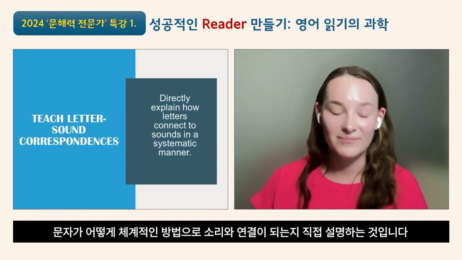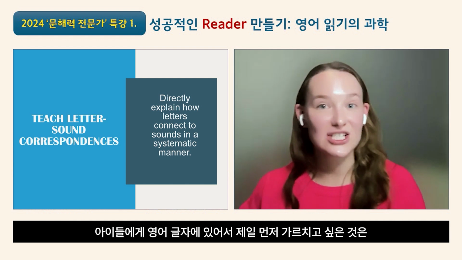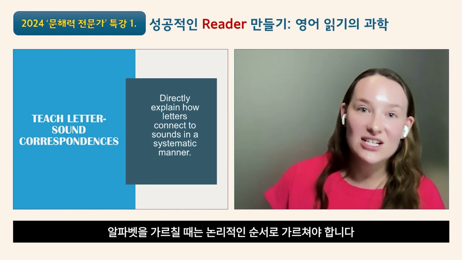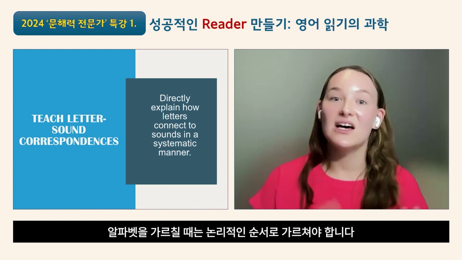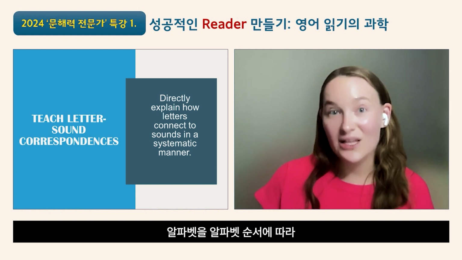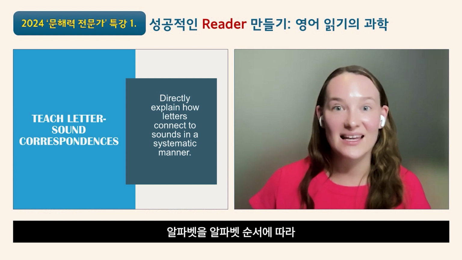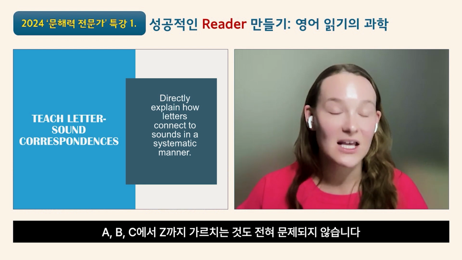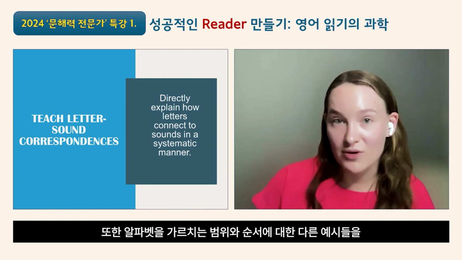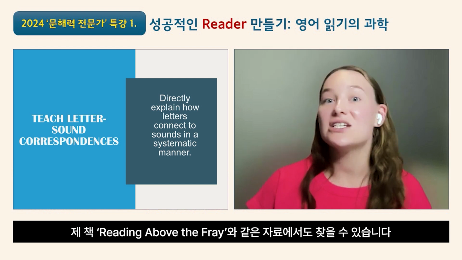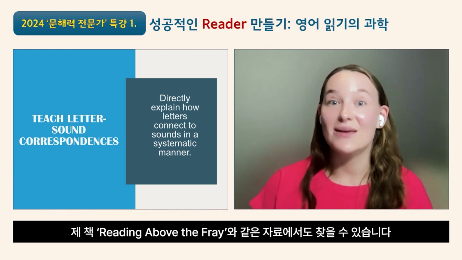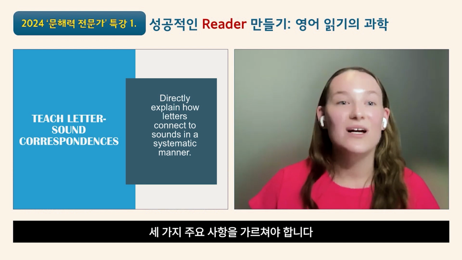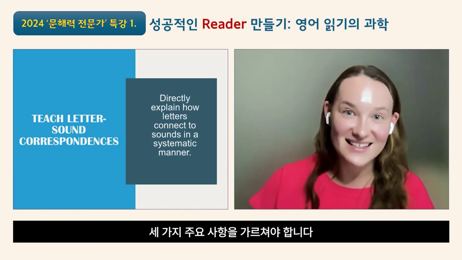Our second category is teaching letter-sound correspondences, or directly explaining how letters connect the sounds in a systematic manner. The first thing that we want to teach children about English letters is the alphabet. When we teach the alphabet, we want to teach it in a logical order. It's totally okay to teach the alphabet in alphabetic order, or A, B, C, all the way to Z. You can also find other examples of scopes and sequences for teaching the alphabet in resources like my book, Reading Above the Fray.